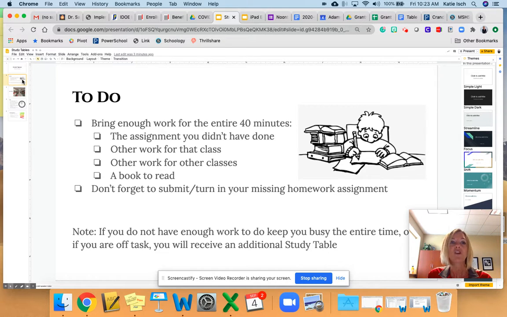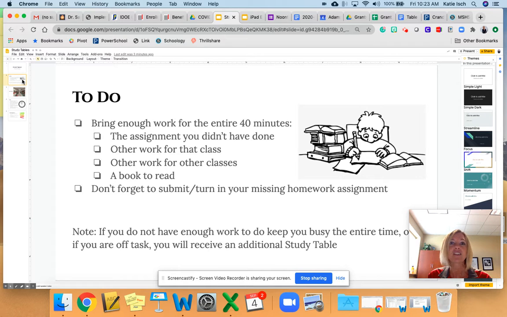When you are at study tables, you need to bring enough work for an entire 40 minutes because this is during SAP and part of lunch. The first thing you should be working on is the assignment you didn't have done. Whatever you got in trouble for not having done, that's what you need to work on first. If you get that done, the next thing you're going to work on is other work for that class. Maybe you can be working ahead, maybe you have homework due tomorrow, but you want to make sure you're really caught up in that class because it looks like you must have been having a little bit of trouble there.